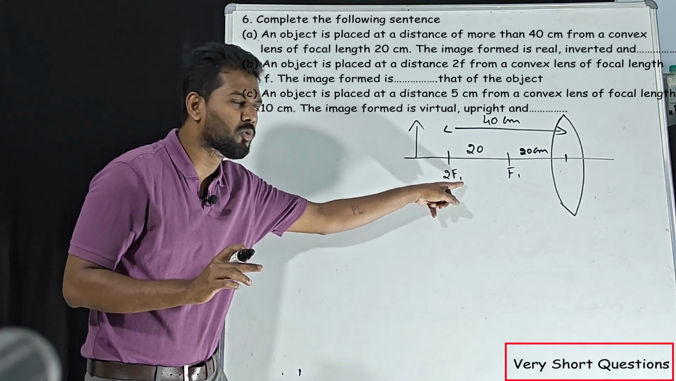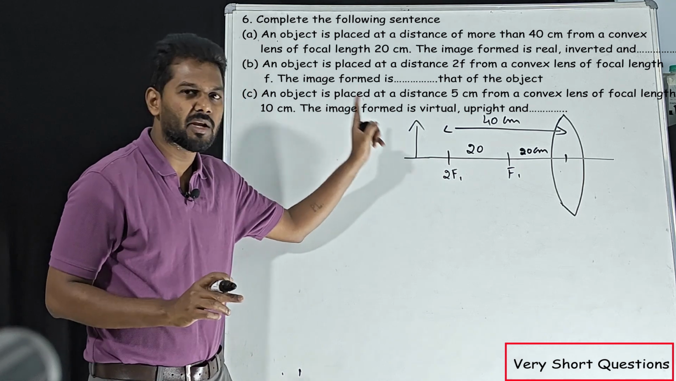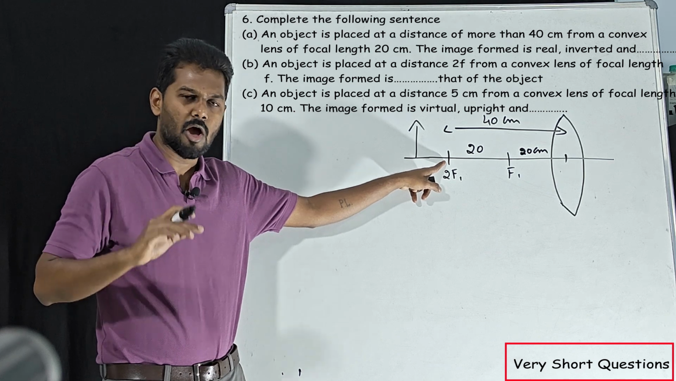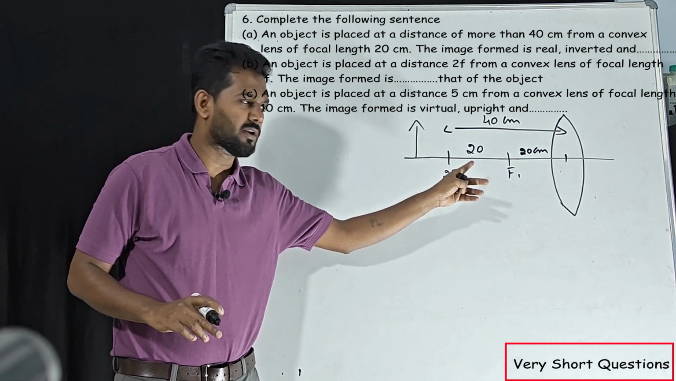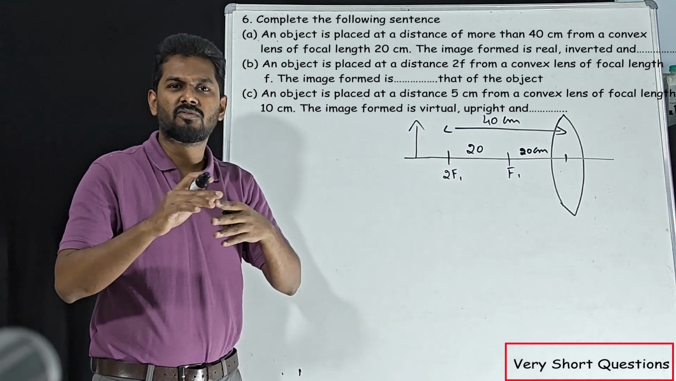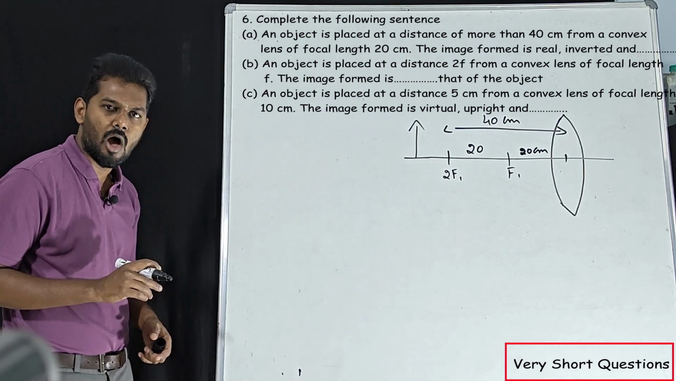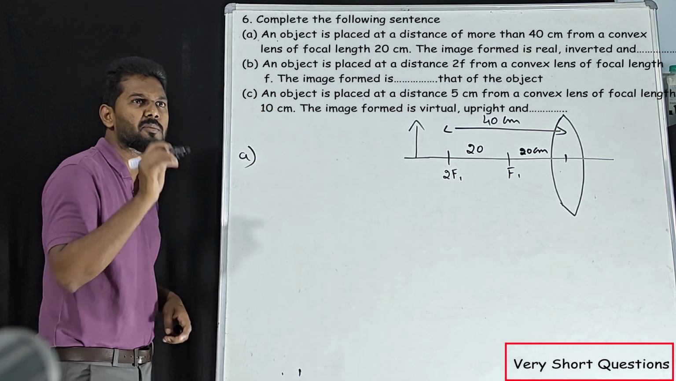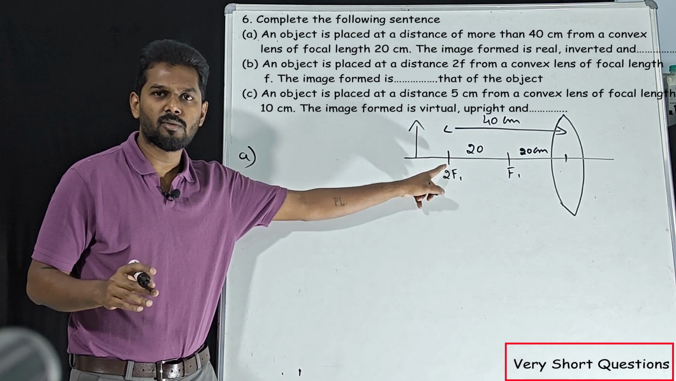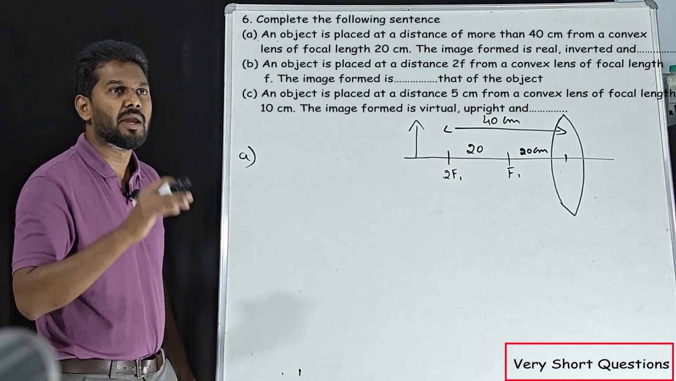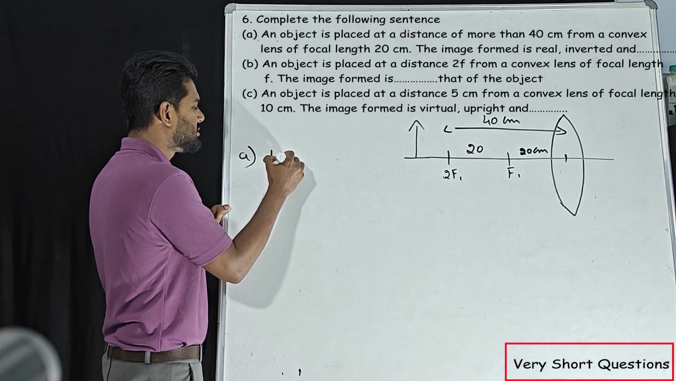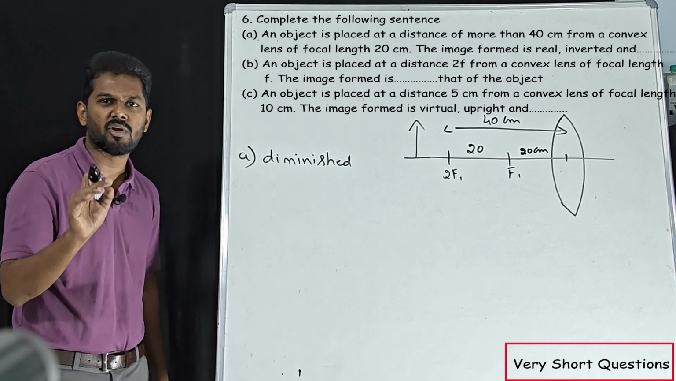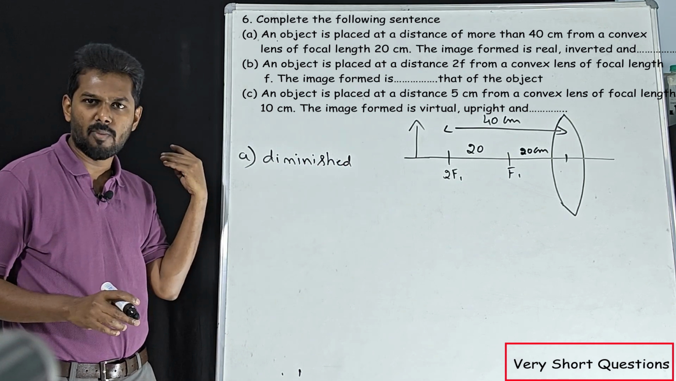If the object is beyond 2f1, it is always diminished. If it is at 2f1, the size of the image is equal to the size of the object. Once it crosses 2f1, somewhere between 2f1 and f1, the size of the image will be greater than the size of the object. That is nothing but magnified. So now in the first case, it is clearly mentioned that more than 40 centimeter, that is nothing but beyond 2f1. So it is real, inverted, and diminished. See, this is how you need to understand. Once you get some doubts, you can just go back and rewatch it.